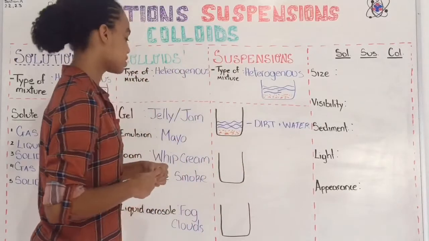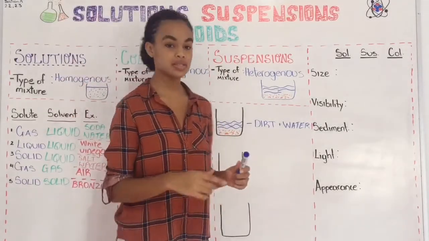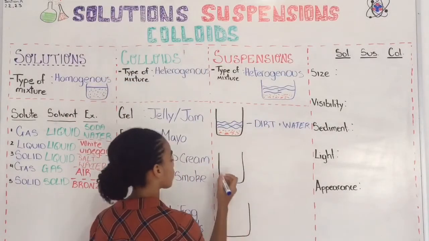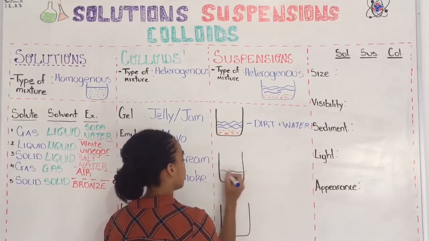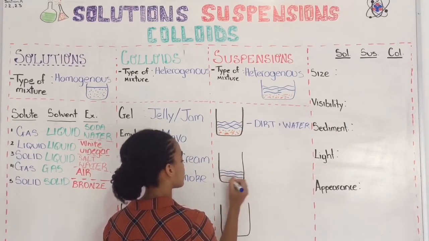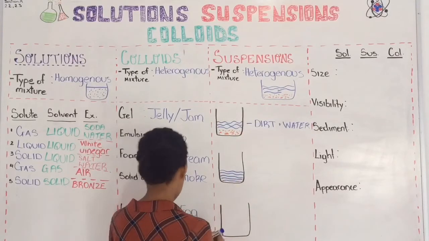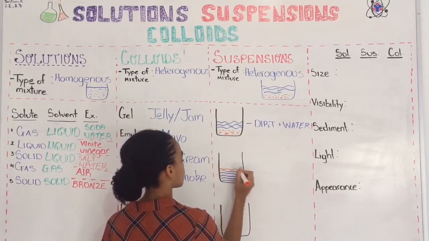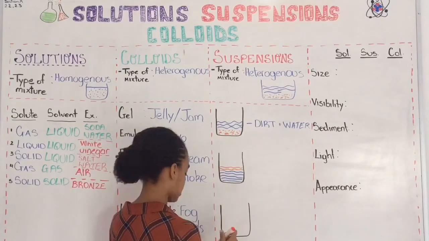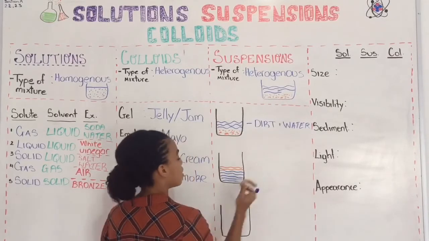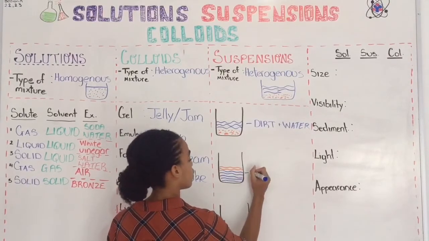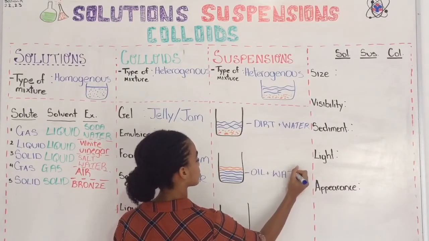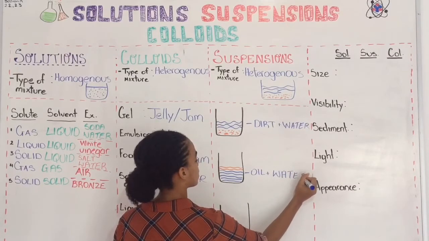Another example of a suspension would be oil droplets in some water. So if you have your water and you pour some oil on it and you leave it to settle, you're going to have a layer of oil being formed on top of the water because oil has a lower density than water. So it forms on top of the water, and we say oil and water are immiscible. You can't mix them, they can't dissolve in each other, they are immiscible.